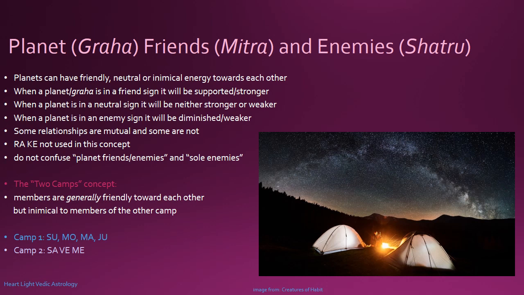The other thing to know is that when we're talking about planet friends and enemies, we are also thinking about the two camps concept. So there are essentially two camps of planets, of the 7 planets that we use this friends and enemies concept for. We don't actually use Rahu and Ketu. There are 9 classic planets in classic Jyotish, but we don't use Rahu and Ketu in this.